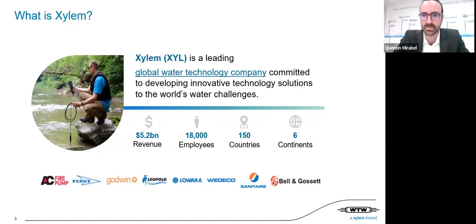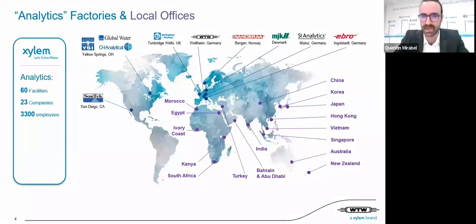But today's topic is about what we call Xylem Analytics. On this map, you can see our different factories and brands worldwide. Mainly, we are manufacturing our devices in Europe or in the US, according to the brand and the application. For example, in Denmark, we are currently manufacturing electromagnetic flow meters and water level sensors for wastewater or drinking water applications, or even industrial applications.